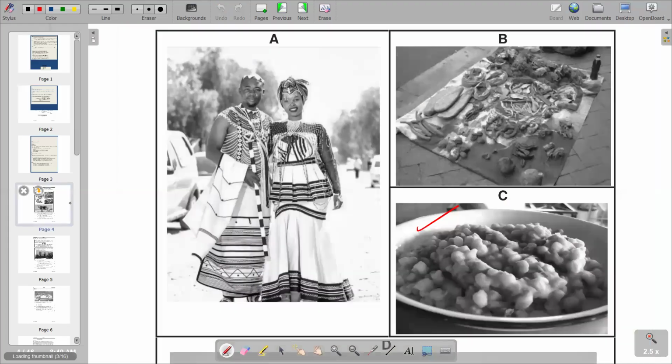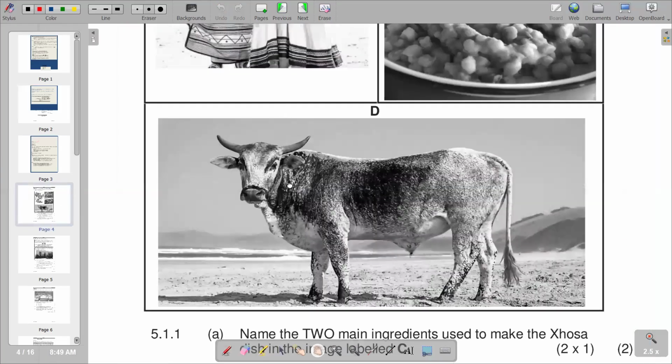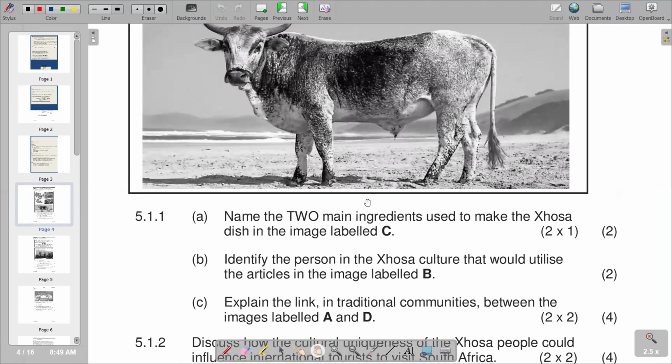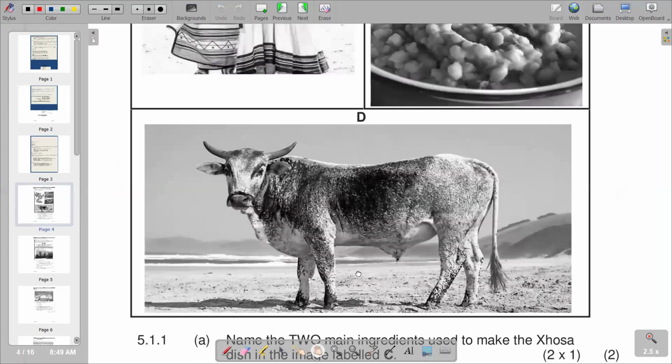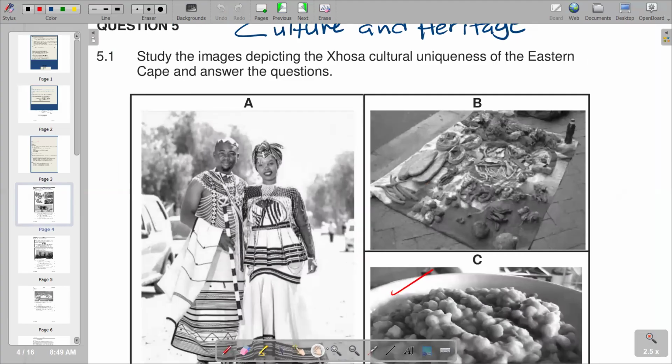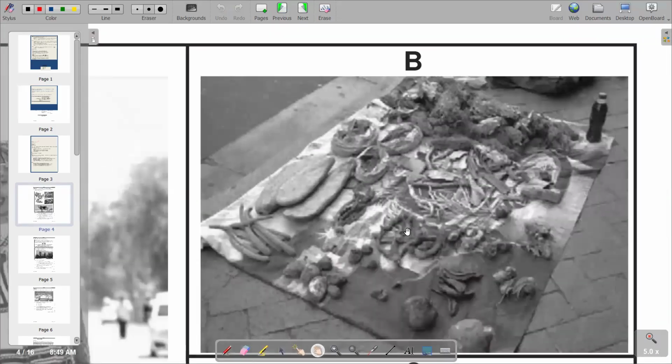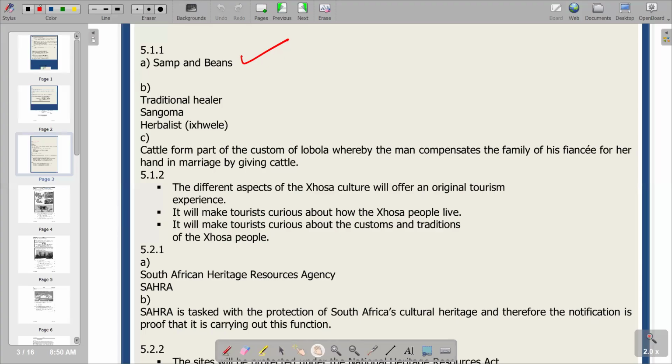So we move on to the second question, which reads, identify the person in the Xhosa culture that would utilize the articles in the image labeled B. So if you go to image B and check the articles that we are having there, we can maybe try to zoom out so that we can see our image. Whatever we are seeing there, it describes the muti. So obviously it's going to be used by the Sangoma. So we are saying Sangoma or traditional healer is our response. You can also use the word herbalist. So this is what we have on B.